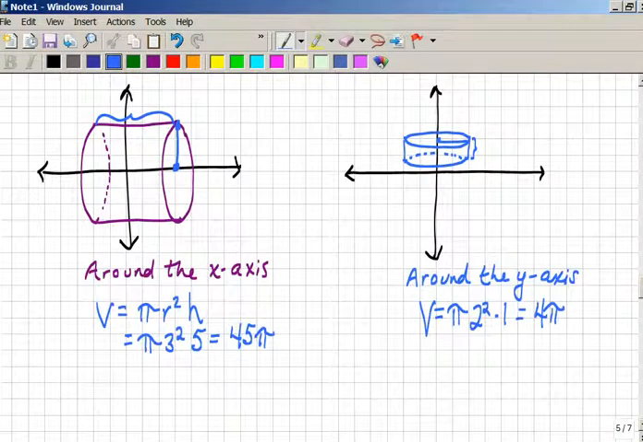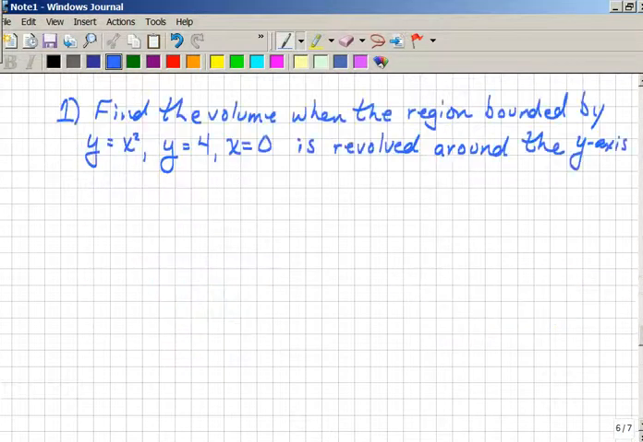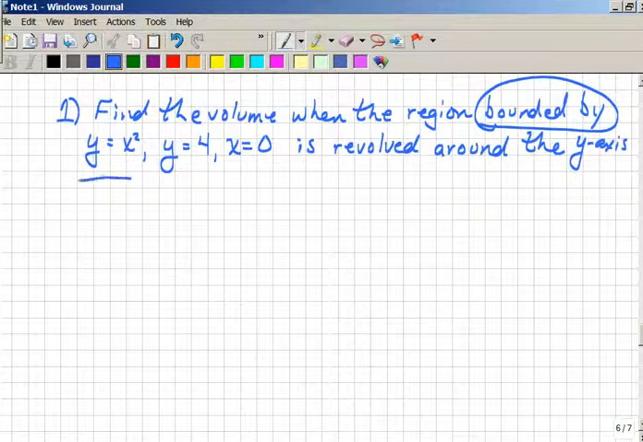All right, now we're ready for our first problem. Problem number 1. Find the volume when the region bounded by, those words mean the area that's trapped in by these three things: y equals x squared, y equals 4, and x equals 0. So that's going to be a region, which you'll see in just a second on the graphing screen. We're going to take that region and we're going to revolve it around the y-axis. So let's take a look at that.